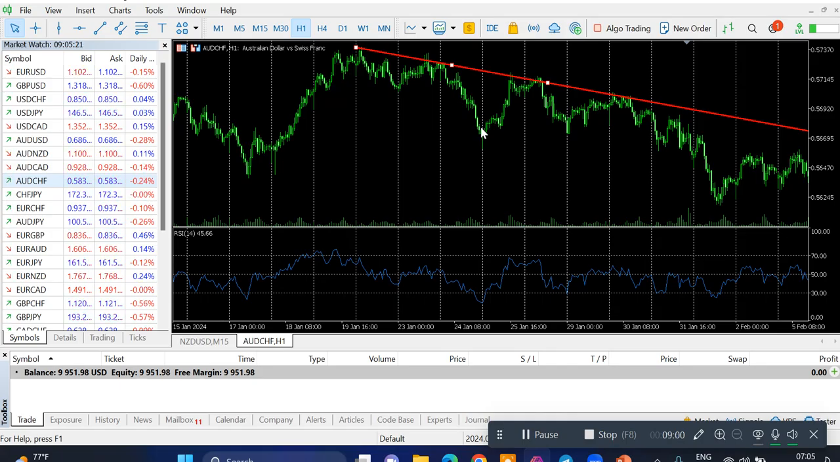And please note, it is not recommended to trade alone with trend lines. Remember what I mentioned in the previous course, there is something we call confluence of factors.